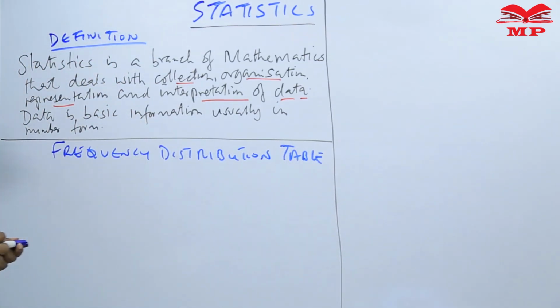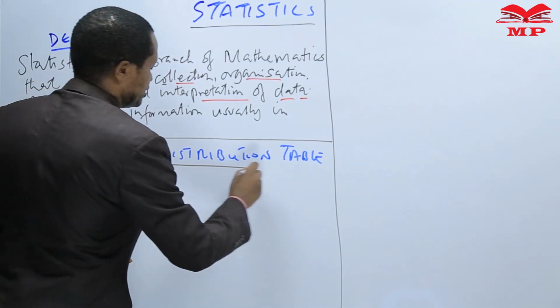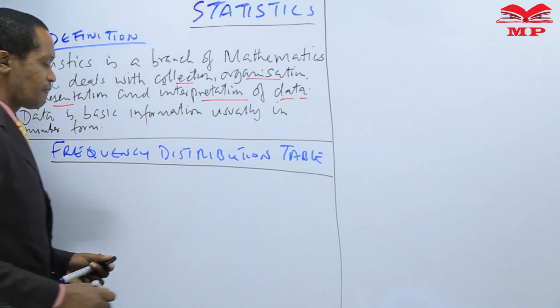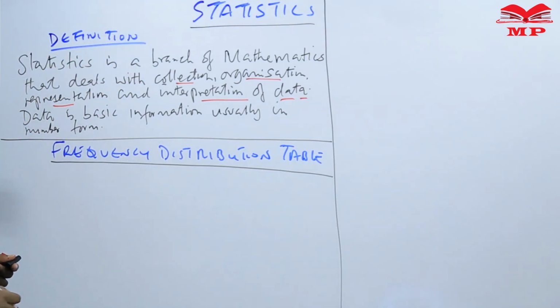Frequency distribution table. This is a simple table that shows data items and the number of times they occur in a set of data. Before we do the table, I want us to have this example. The following data represents the shoe sizes worn by 20 students.